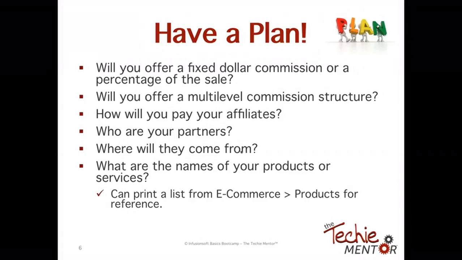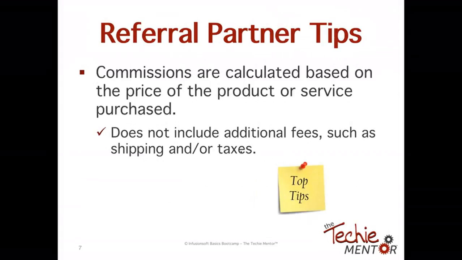Now you can do one for everything, or you can do what are called overrides. So you can always print a list from e-commerce products for reference. So just some quick tips. Commissions are calculated based on the price of the product or service purchased. That's obvious, right? So if you say 25% or $25, if it's going to be a percentage, that's obviously going to be calculated based on the price.